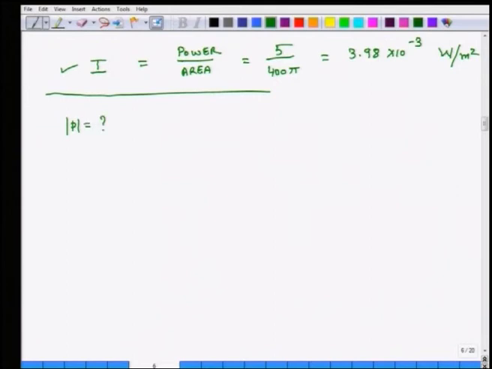For that, we start using information related to I, and we know that intensity is nothing but the real part of complex pressure times the complex conjugate of complex velocity, and that is equal to half the real component of complex pressure times the complex conjugate of pressure divided by the complex conjugate of impedance.